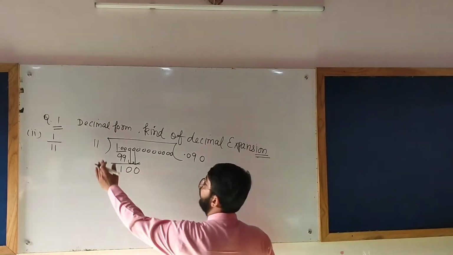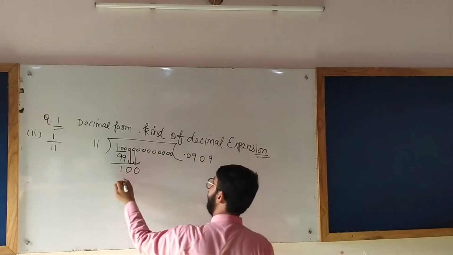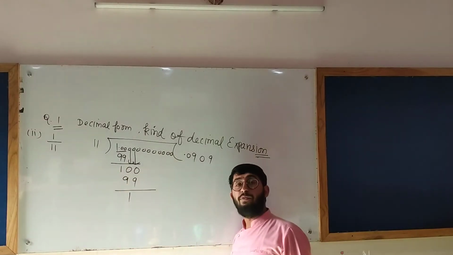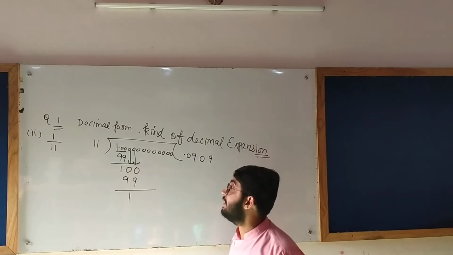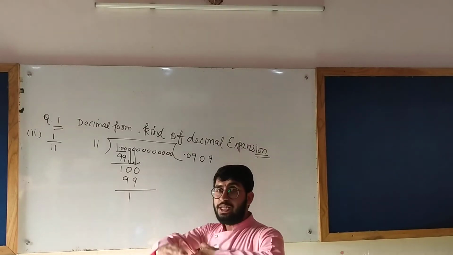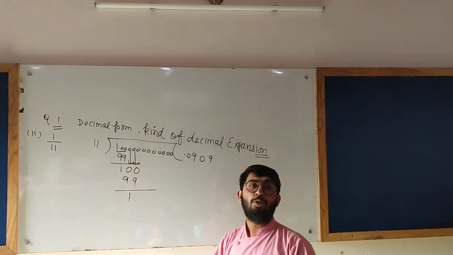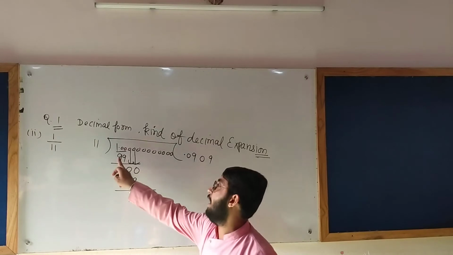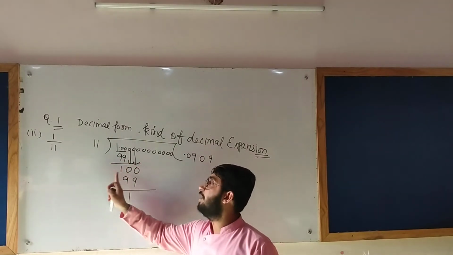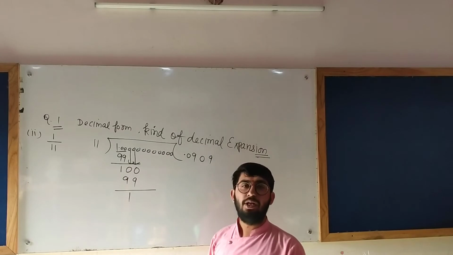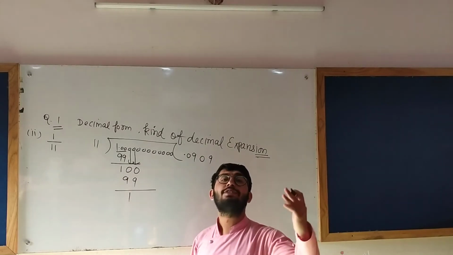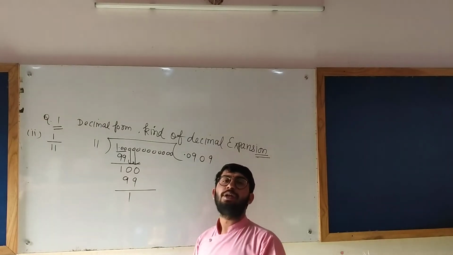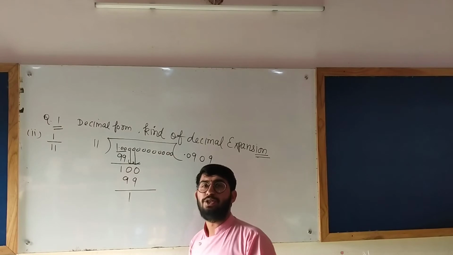Okay. Now 11 nines are 99. Then the remainder is 1. But you have observed that the question keeps repeating itself. The remainder keeps repeating itself. 11 nines are 99, remainder is 1. It just keeps going on. This is what we call repeating decimal expansion, recurring decimal expansion.